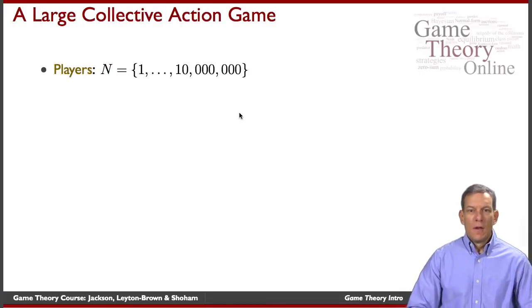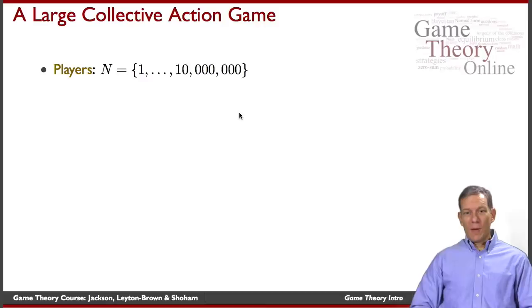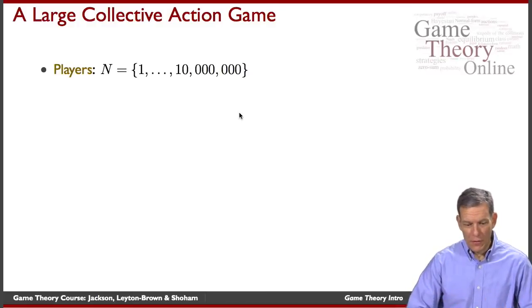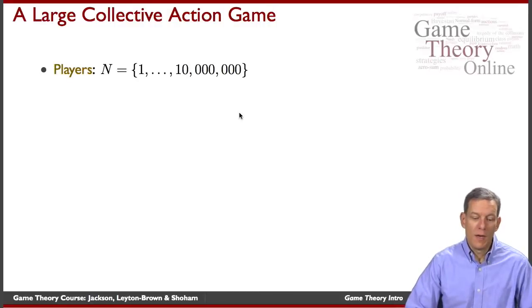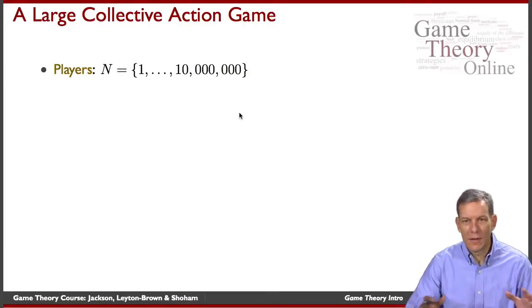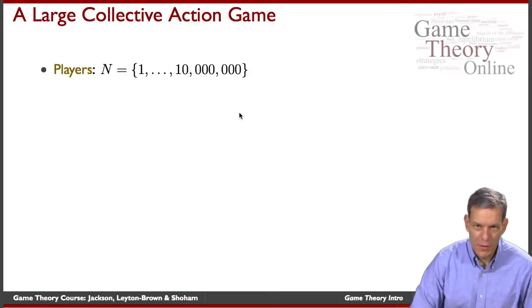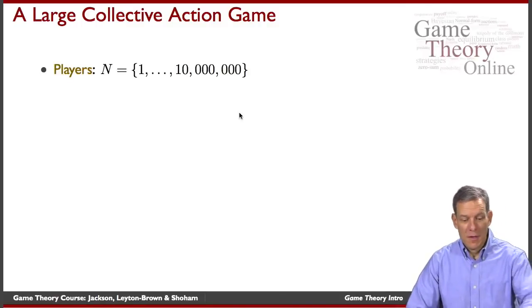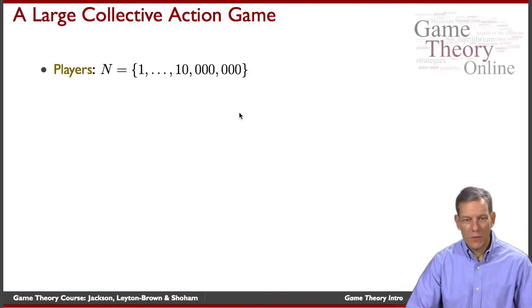Okay. Let's talk about another game that we won't be able to write down in such a simple form. So let's think of a large collective action game. So for instance, whether or not a population wants to revolt against the government. So here we have many more players. So let's imagine that we have a population of 10 million players. So we're obviously not going to be able to write that down as a matrix on our screen. So we can do that more abstractly. But we'll have 10 million players.